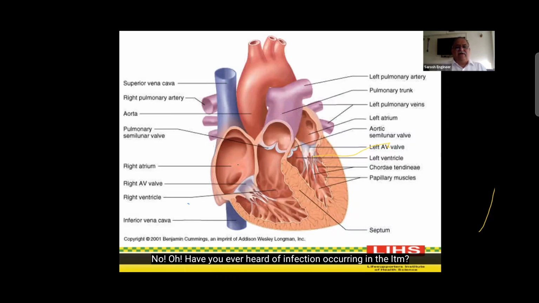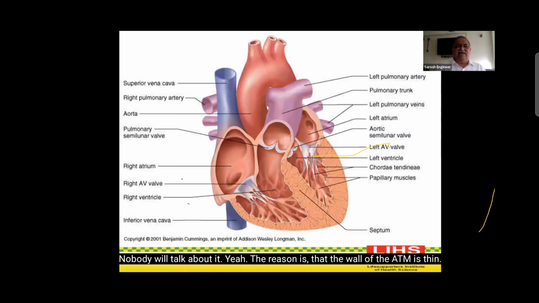Now, have you ever heard of infarction occurring in the atrium? No. Have you ever heard of anything about the atrium? No. The reason is, the atrium is never considered important. Atrium is like an orphan. Forget about it. Don't talk about it. Talk only about the ventricle. Every cardiologist will talk about the ventricle. Nobody will talk about the atrium.